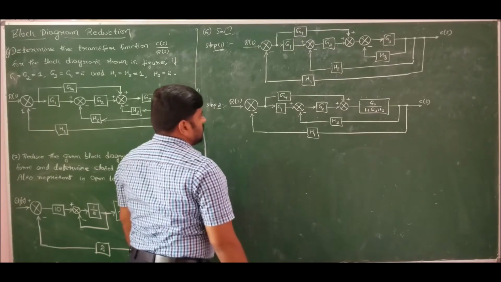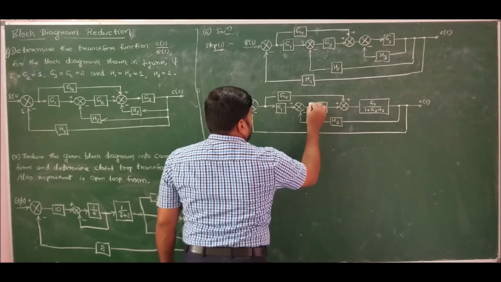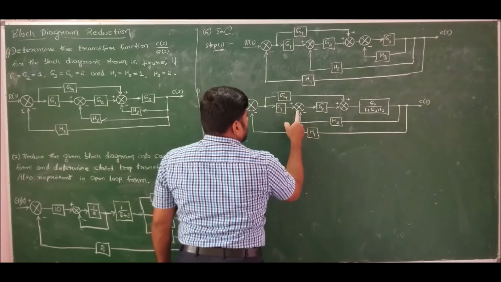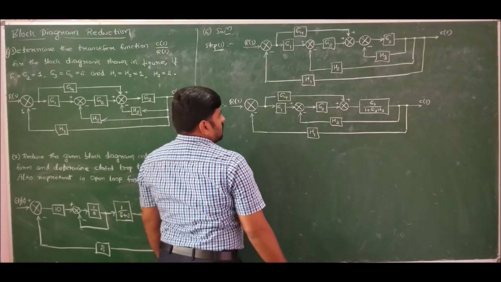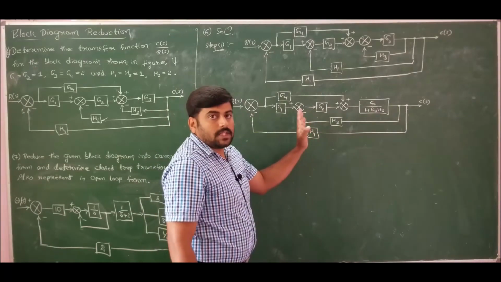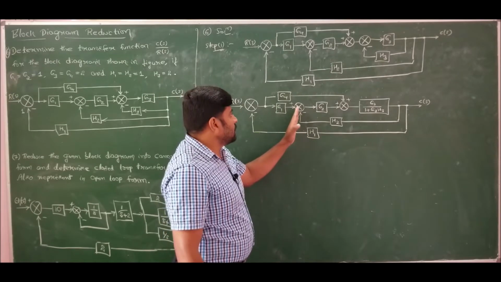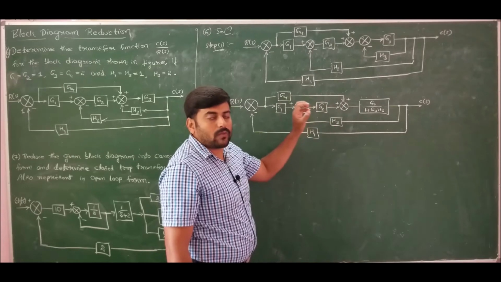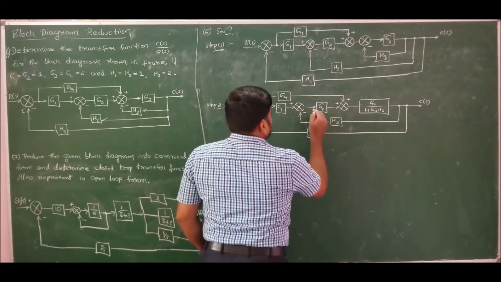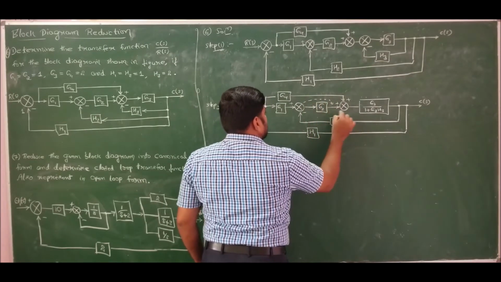Now in order to move further, either I can shift this summing point behind G2 and solve, or I can shift this summing point in front of G2 and solve. We know that if I shift the summing point behind a block, I should add the inverse of the block value to the incoming path, whereas if I shift the summing point in front of the block, I should add the block value itself to the incoming path. So therefore, in order to avoid the inversion, let me shift this one in front of G2 and interchange the positions.